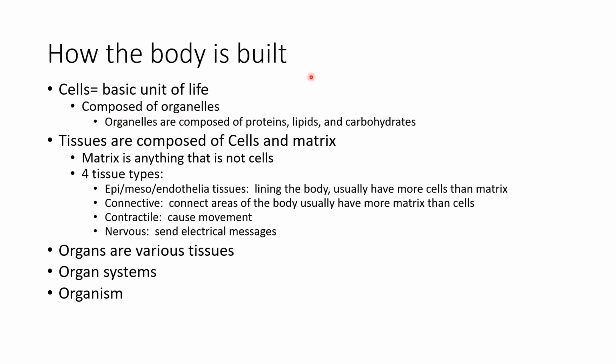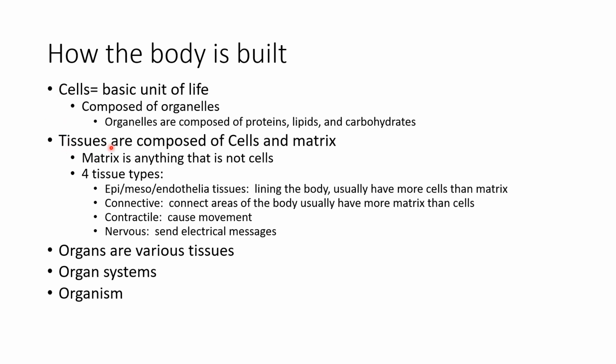Now, I am going to mention how the body is built. And this is actually something we can go relatively quick in. The basic unit of life is the cells. And cells are composed of organelles, and organelles are composed of proteins, lipids, and carbohydrates. These are actually made of different atomic structures, which you learned in general bio. Now, cells come together and they modify based on how these things are going to be used. And so what you end up having is tissues.